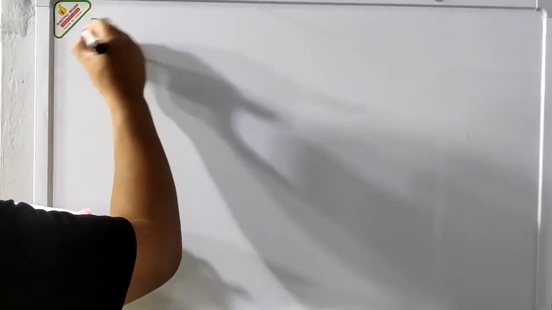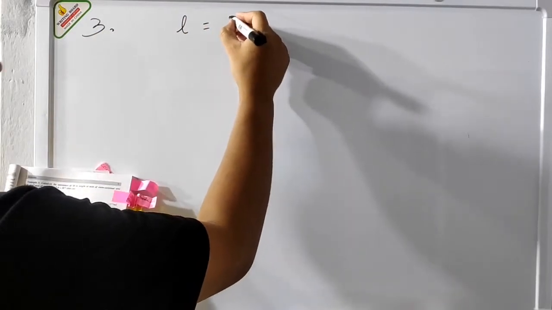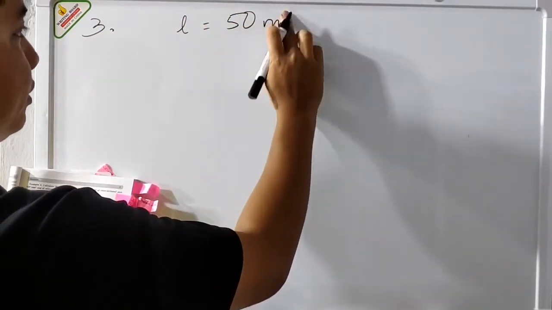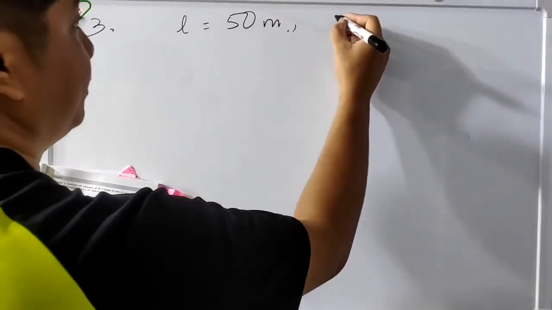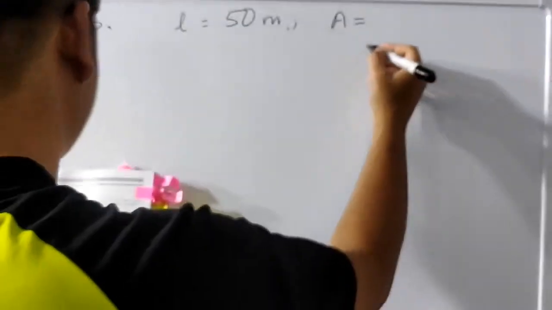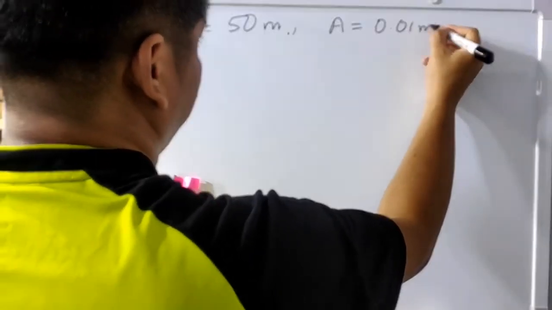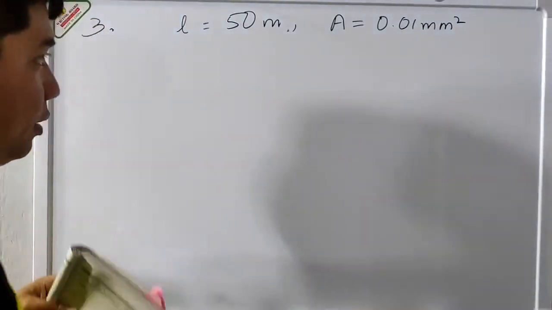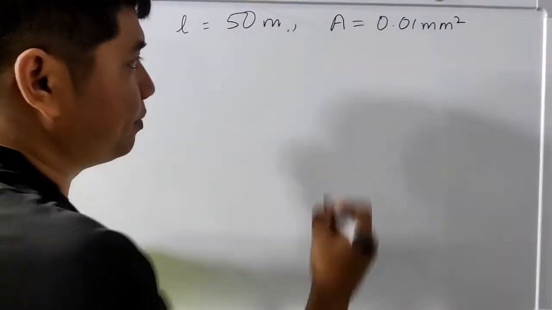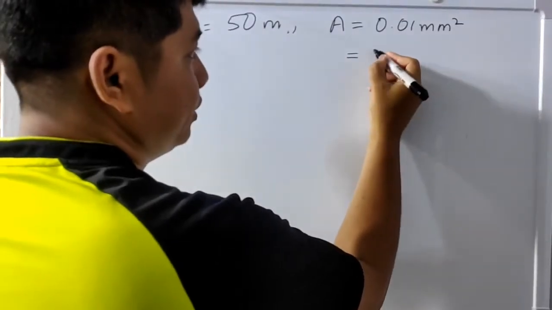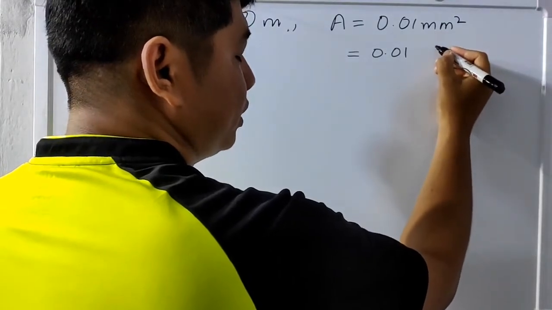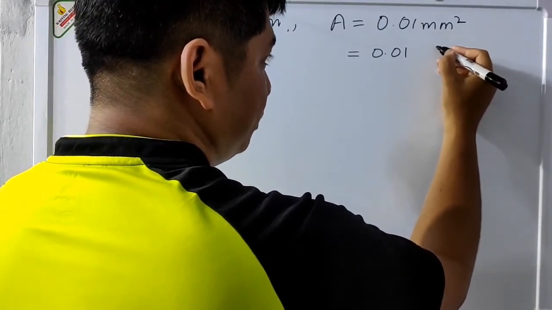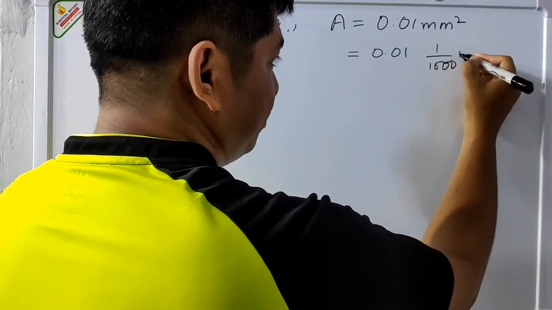Question number 3: the length is given, it is 50 meter, no need to convert it. What else? Cross-sectional area, it is 0.01 millimeter square. Let us convert this into meter. It will be 0.01, and there are 1000 millimeter in 1 meter, so 1 by 1000 meter.